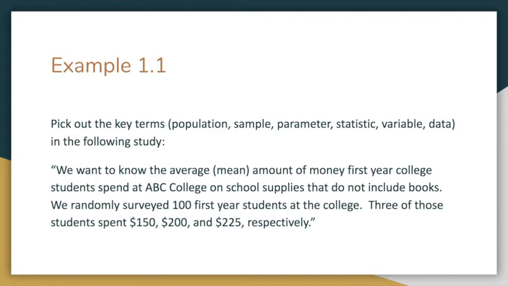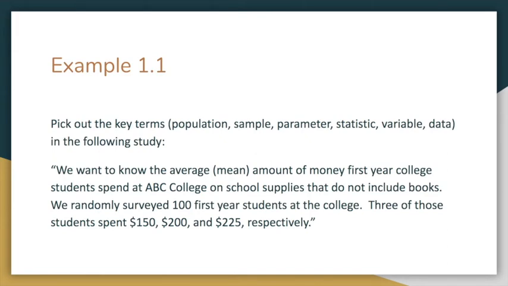The parameter would be the average amount for all first-year college students. The statistic would be the average for the 100 that we sampled. Okay, so the mean amount of money for the 100 college students we spoke to would be the statistic. Our variable, remember, is something that has to be a number we could get from each person individually, so our variable in this case would be the amount of money each student spent. We would call that X, the amount of money spent by an individual student.